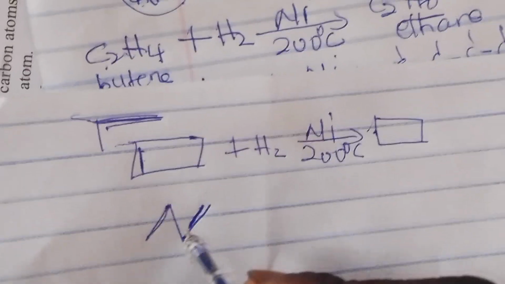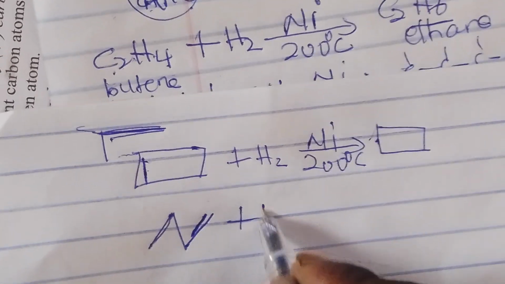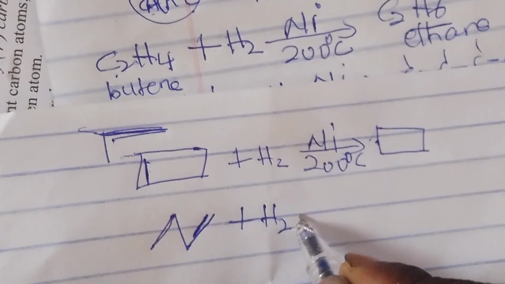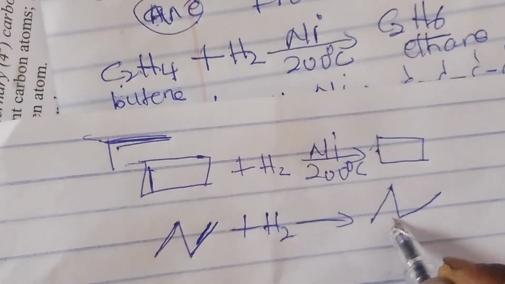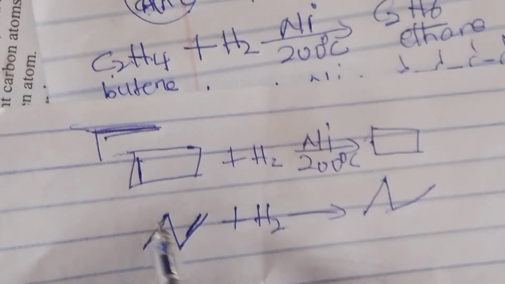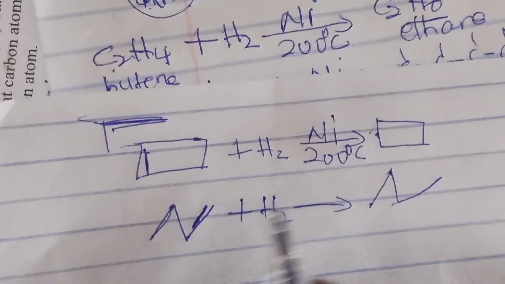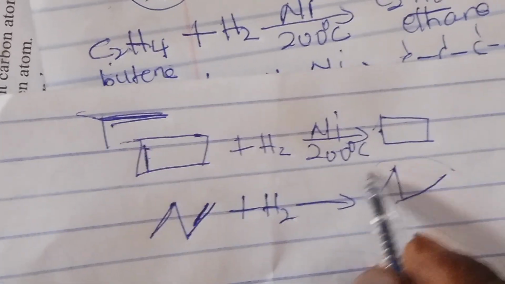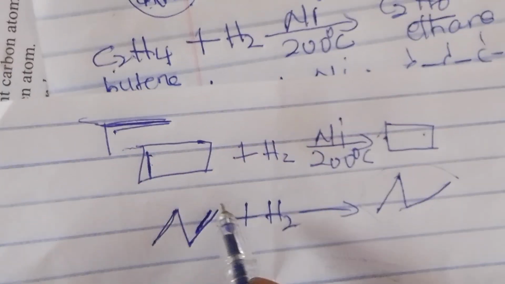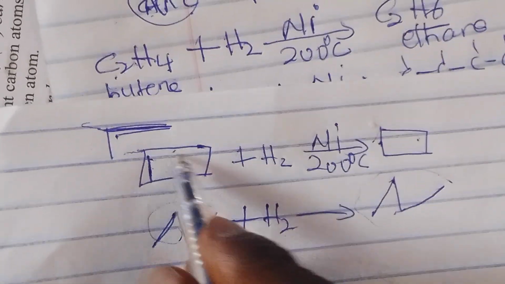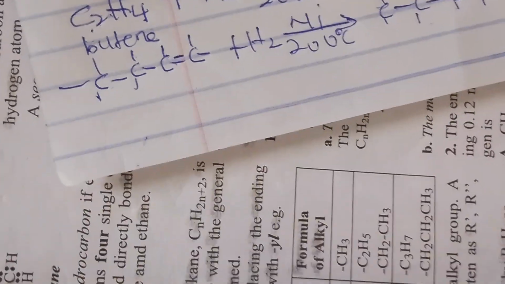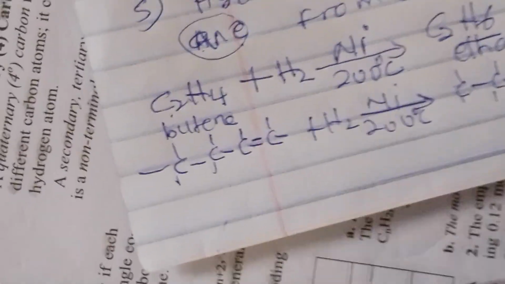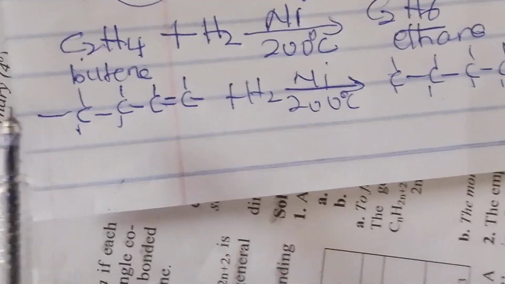Skeletal structure plus H2, to give the complete one. You can see this one is also called butane. You know butene contains a double bond here, and there is no double bond there. This is the skeletal structure of butane. This one is the skeletal structure of butane. If you want to write it in terms of condensed formula, take a look at this one now. Write it in terms of condensed formula.